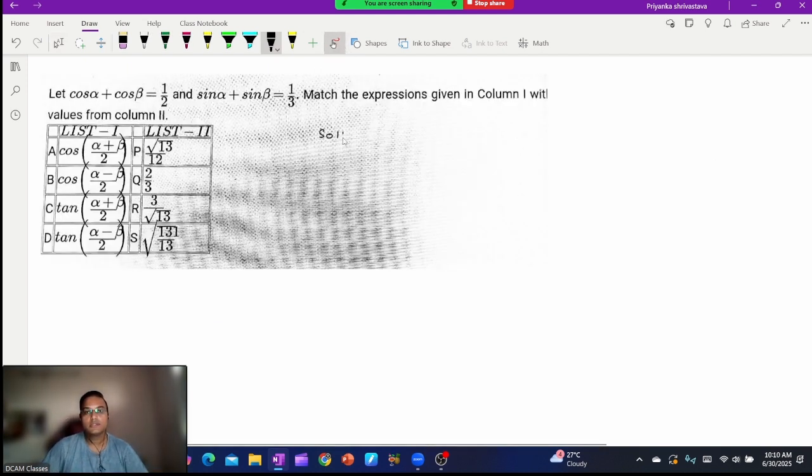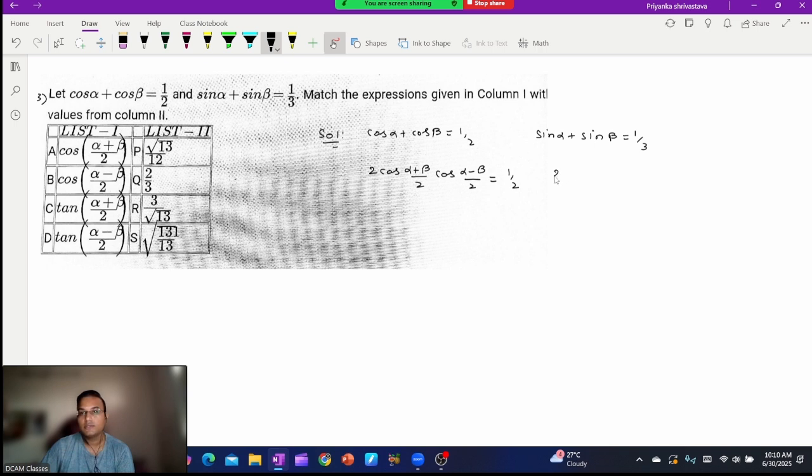So this is a new question. The question is question number 3. They have given cos alpha plus cos beta is equal to half, and again sin alpha plus sin beta is equal to 1 by 3. So the cos alpha plus cos beta formula is 2 cos (alpha plus beta) by 2 cos (alpha minus beta) by 2 is equal to half. The sin alpha plus sin beta formula is 2 sin (alpha plus beta) by 2 cos (alpha minus beta) by 2. Now this is your first equation, this is your second equation.